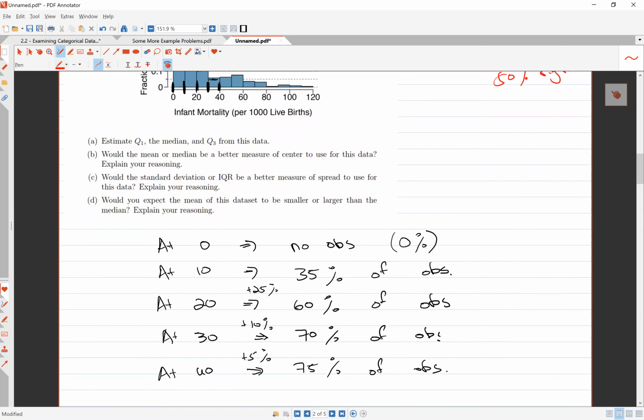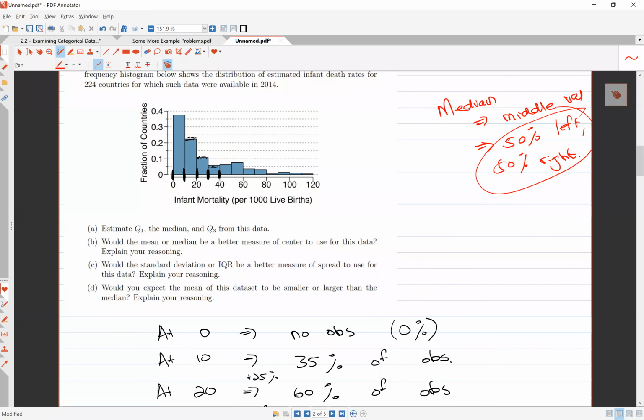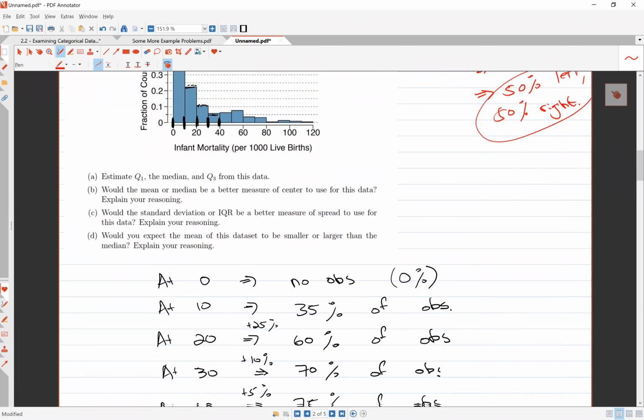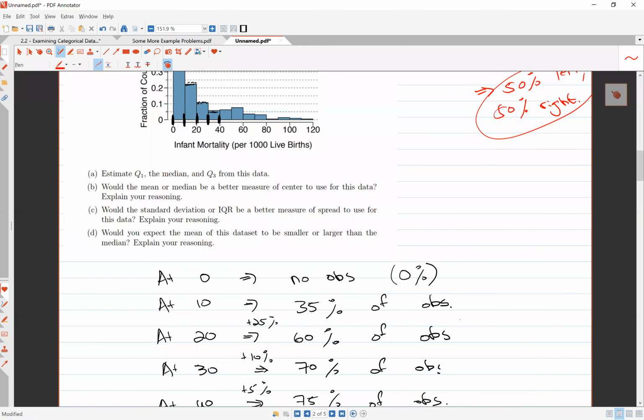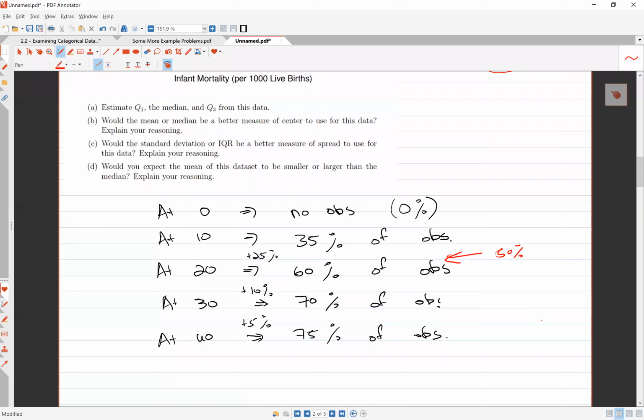First thing we want to figure out is where the median is. The median is the 50% mark. So we go from 0 to 35 to 60. So somewhere in here is 50%. I do not need a more precise answer than this. The median is in the range 10 to 20, because somewhere in that range of values, we cross the 50% threshold.